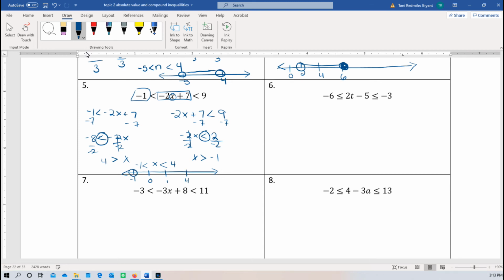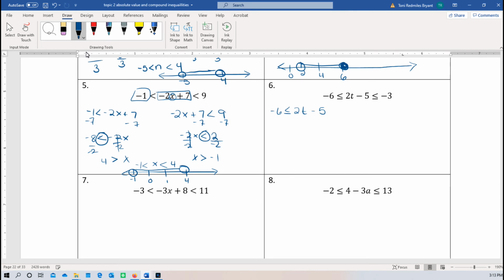So X is this range. It's greater than -1, and it's less than 4. All right, our 2 different ideas here are going to be that one.